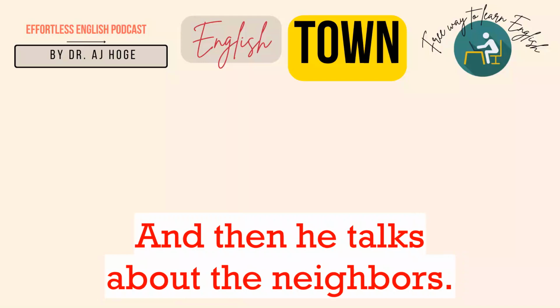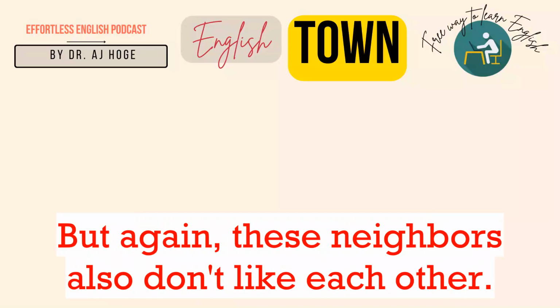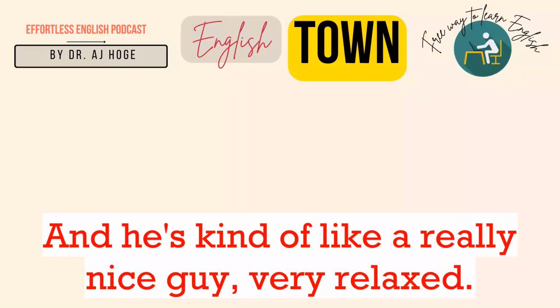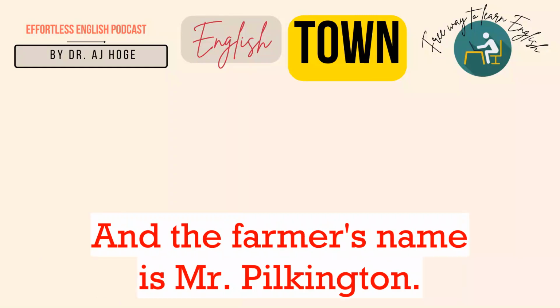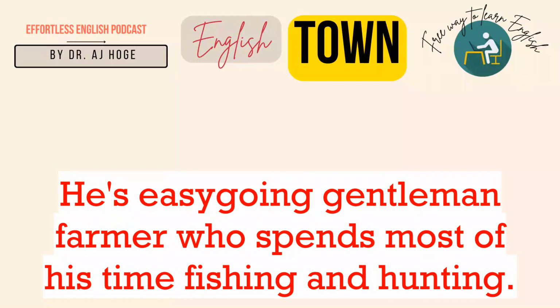And then it talks about the neighbors. There's 2 farms next to Animal Farm. But again, these neighbors also don't like each other. So one neighbor, one farm is named Foxwood. No, I'm sorry, that's the name of the farm, Foxwood. And the farmer's name is Mr. Pilkington. He's an easygoing gentleman farmer who spends most of his time fishing and hunting.